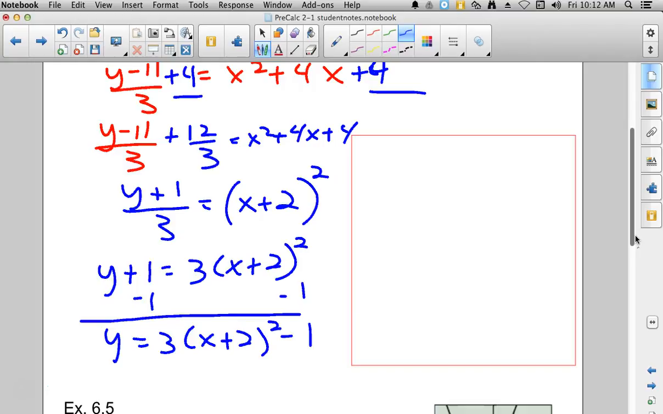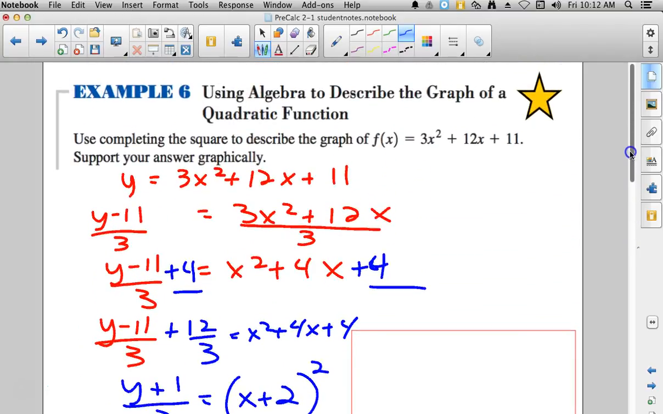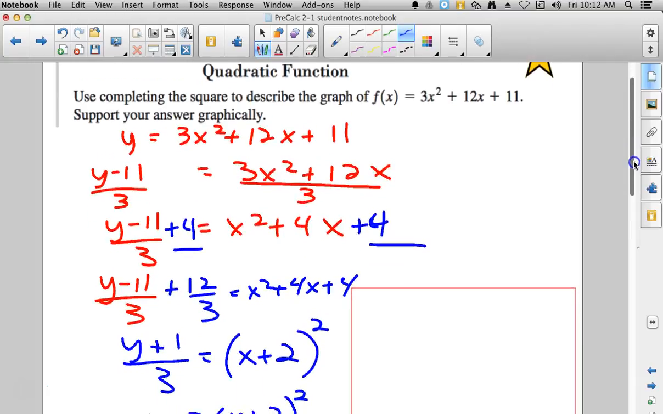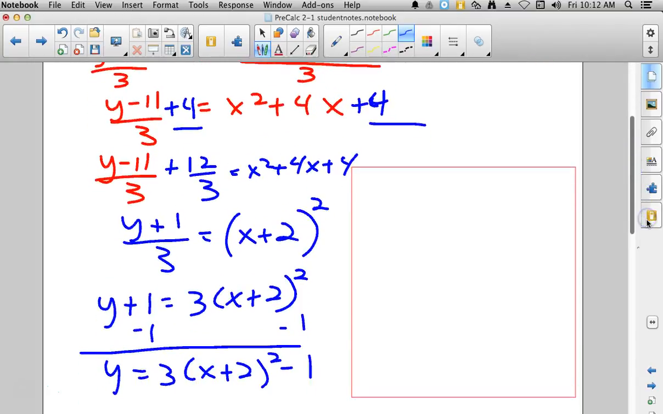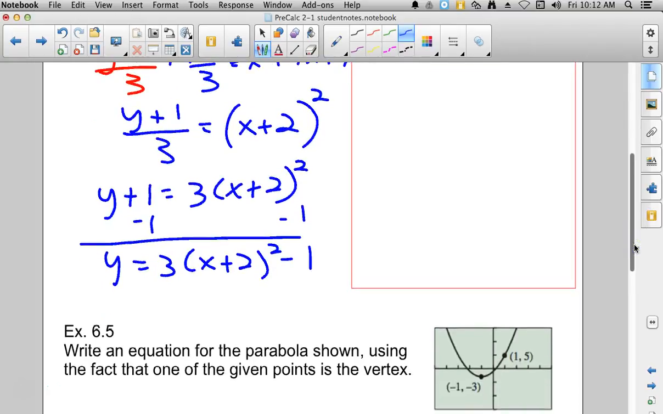That wasn't so tough, right? Not awful. Okay, so what do they want us to do with this? It said, use completing the square to describe the graph and put your answers graphically. Well, that would mean they want to know where's the vertex, all that good stuff. So where is our vertex?